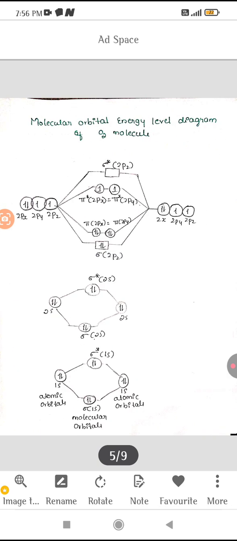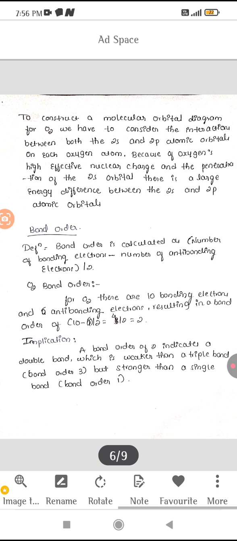Here is the molecular orbital energy level diagram of the oxygen molecule. This is always in increasing order, and the electrons are filling. To construct a molecular orbital diagram for oxygen, we have to consider the interaction between both the 2s and 2p atomic orbitals on each oxygen atom. Because of oxygen's high effective nuclear charge and the penetration of the 2s orbitals, there is a large energy difference between the 2s and 2p atomic orbitals.